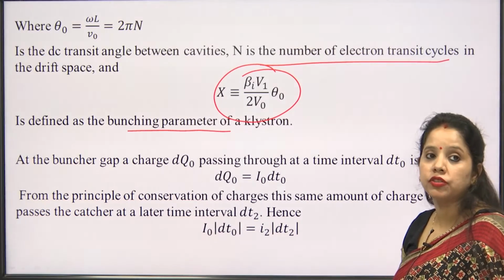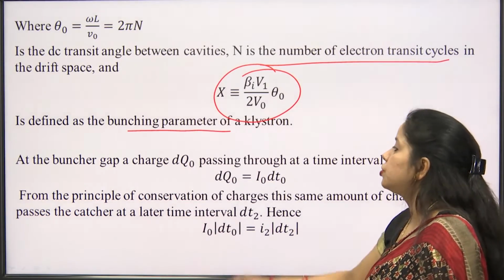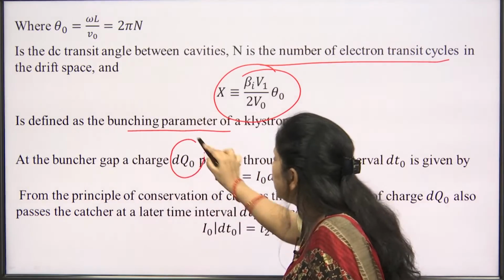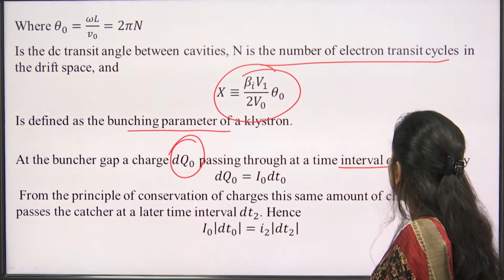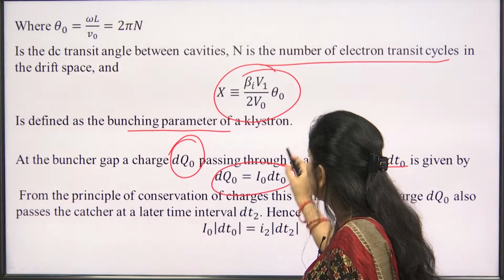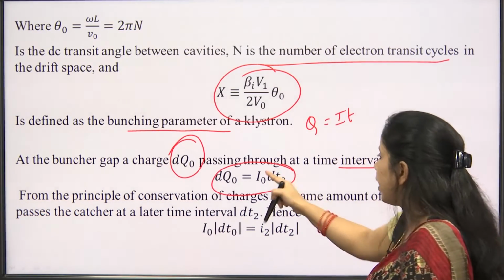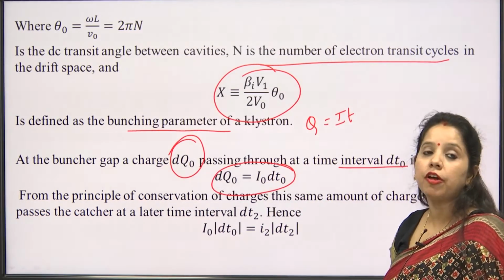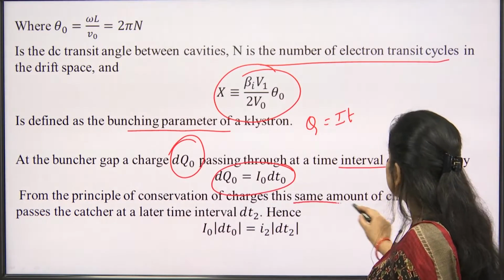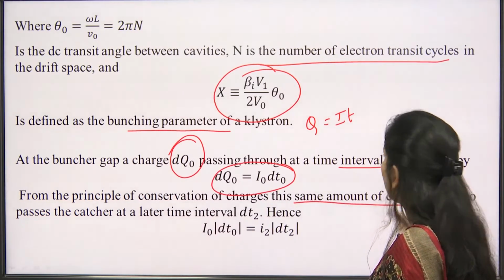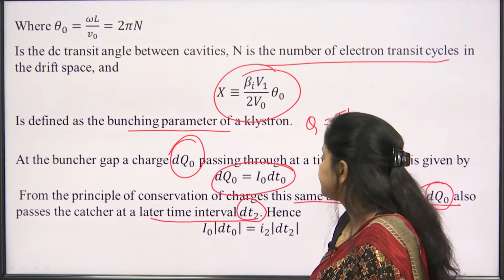Now, we have to actually go through the current. What will the current equation be? At the buncher gap, a charge dq naught passing through a time interval dt naught is given by q equal to I naught dt naught, and from the principle of conservation of charge, this same amount of charge dq naught also passes the catcher at the later time interval dt2.